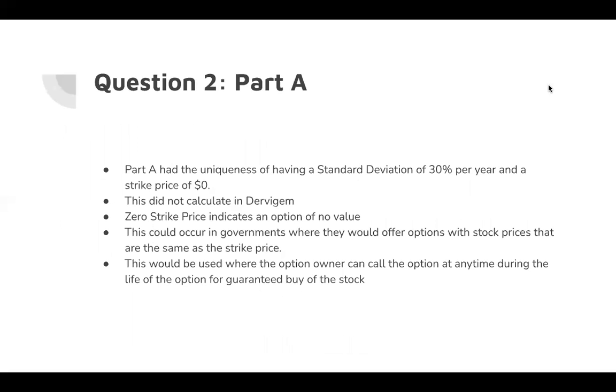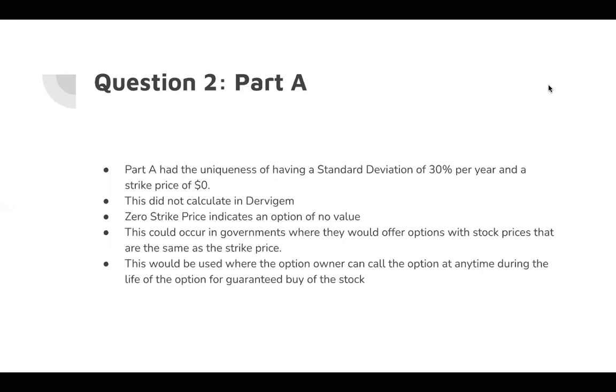All right. So for question 2, we chose to do part A and part B. Part A had the uniqueness of having a standard deviation of 30% per year and a strike price of 0. Obviously, the outlier of those two variables is having a strike price of 0. So first, we tried to calculate it in DerivaGem, which did not work. It did not calculate.